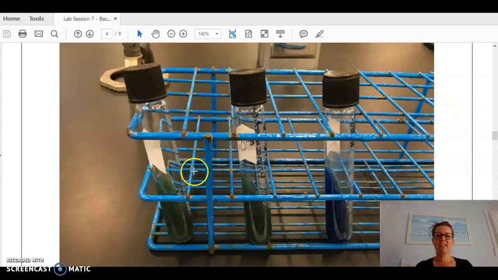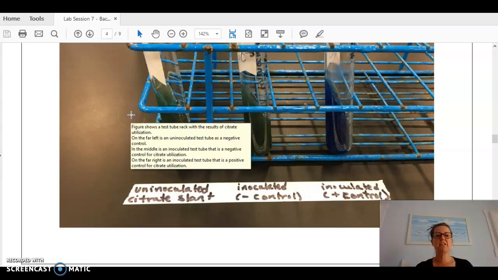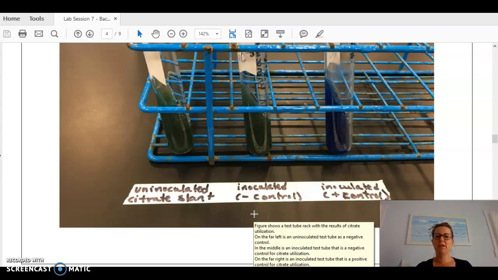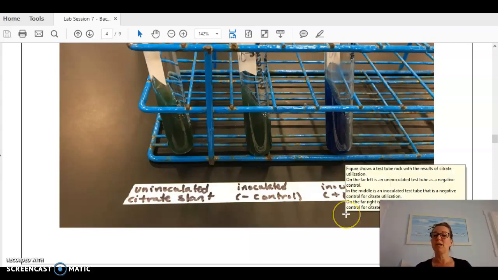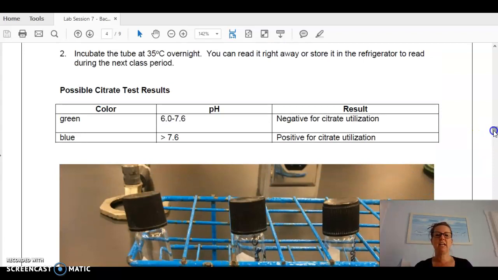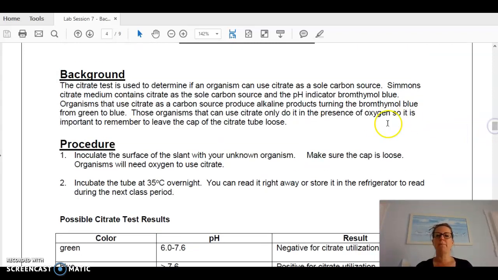So if I scroll down, you see this picture here. This is the agar slant that you would have transferred some of your unknown onto. And then you see the second one, the one in the middle, is an inoculated agar slant that's a negative control. So this bacterium was not able to use citrate. And then the one on the far right, this one was able to use citrate. And so if you go back up to the table, you're going to see that the pH must be greater than 7.6, and so that caused a color change in our test tube.